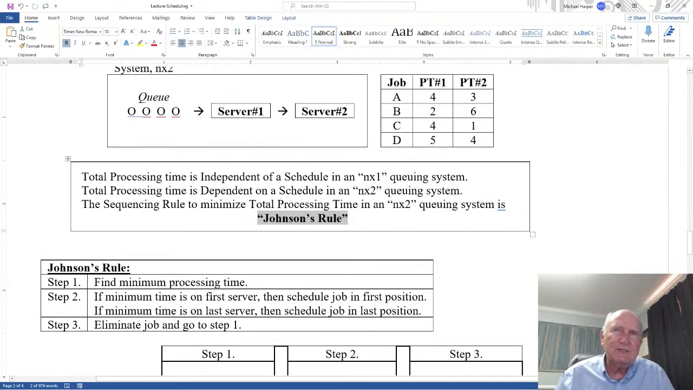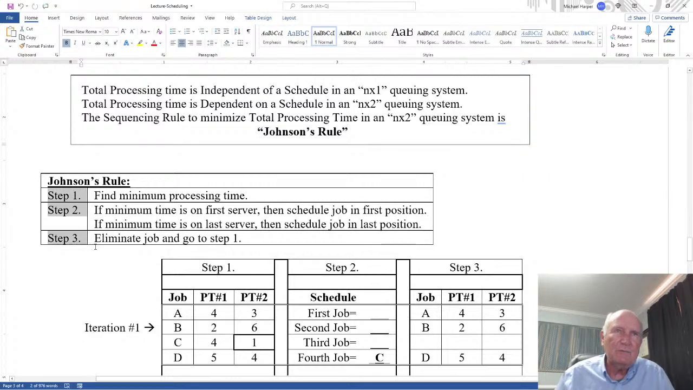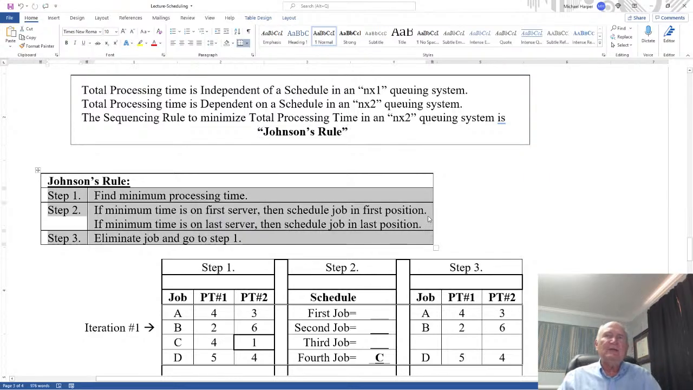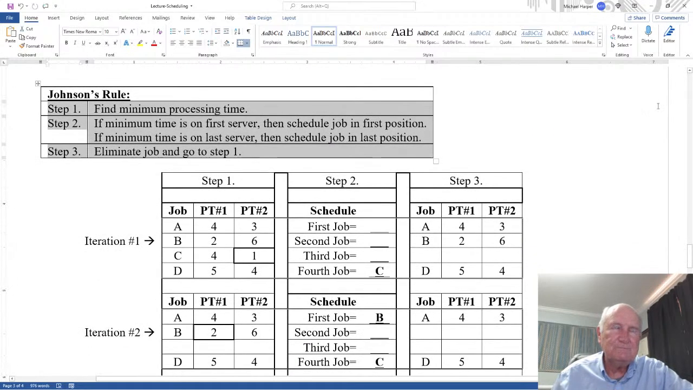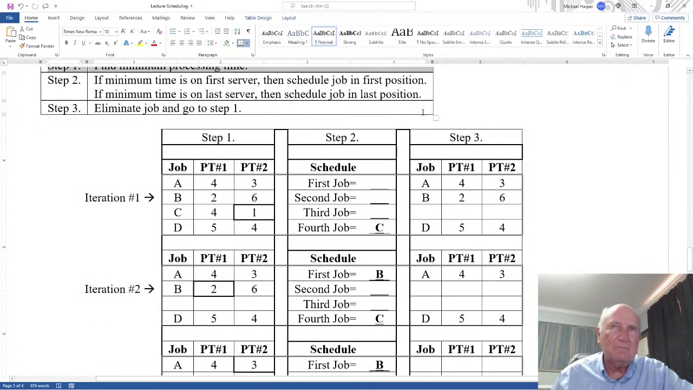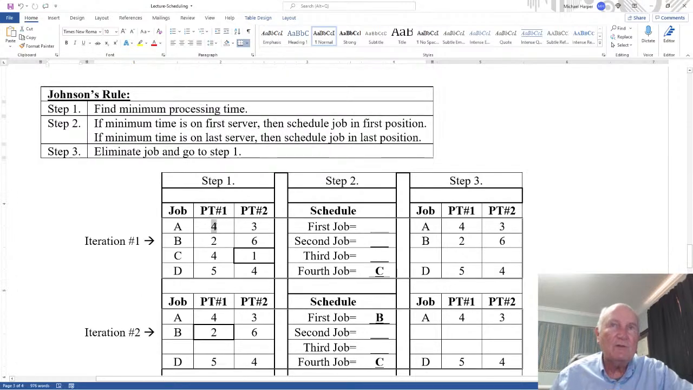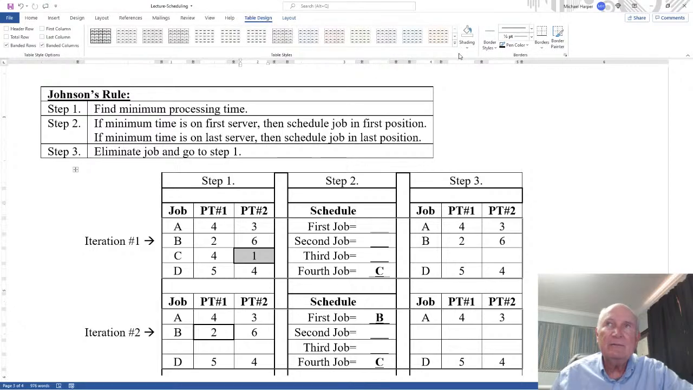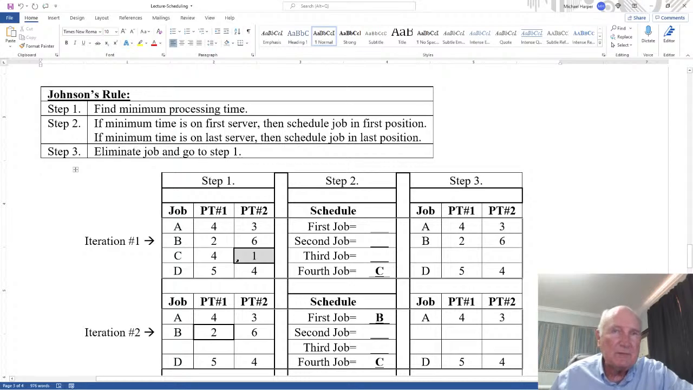So Johnson's rule is essentially an algorithm. It's a 3-step algorithm, and these are the 3 steps. So what I want to do is actually illustrate and go through these 3 steps and show how it's done. Okay, step 1, find the minimum processing time. Okay, we come through here, and what this means is find the minimum time of all the times. 4, 3, 2, 6, 4, 1, 5, 4. The minimum time is right here. And actually, let me come up here and shade that in so we can actually see it. There we go. The minimum time is 1 of all 8 times.